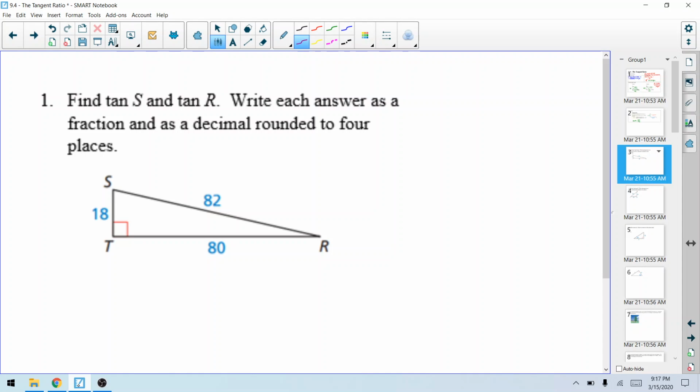Okay guys, writing tangent ratios. Find the tangent of S and tangent of R. Write each ratio as a fraction and decimal rounded to 4 decimal places. So I'm going to start with the tangent of S.